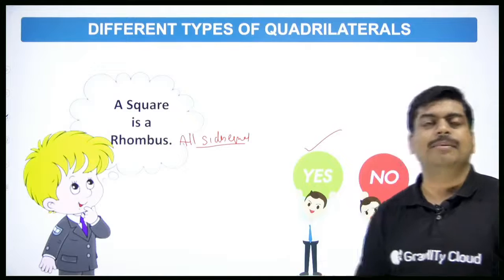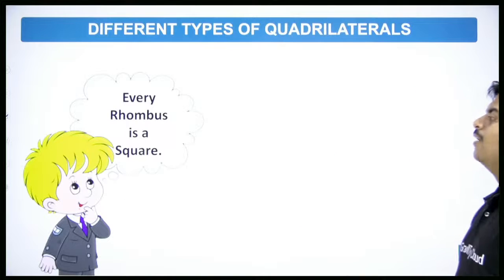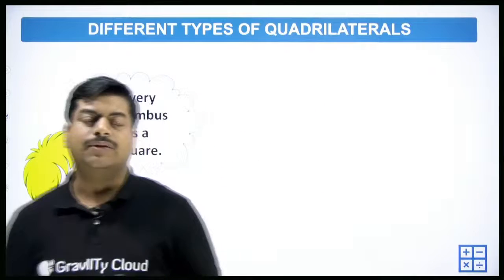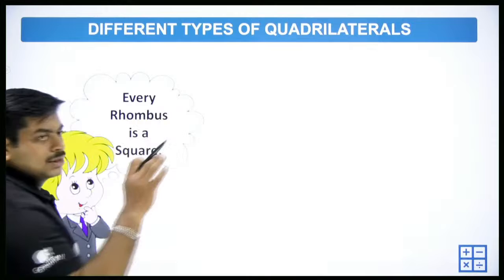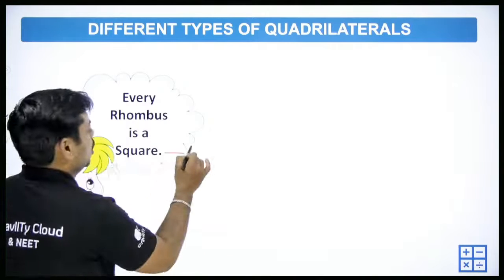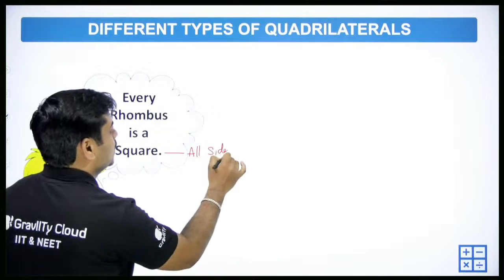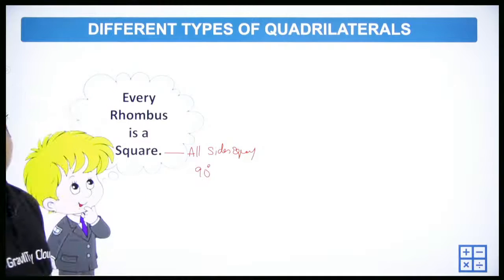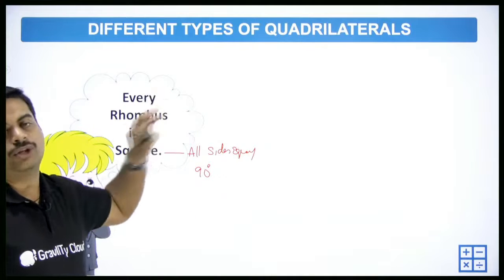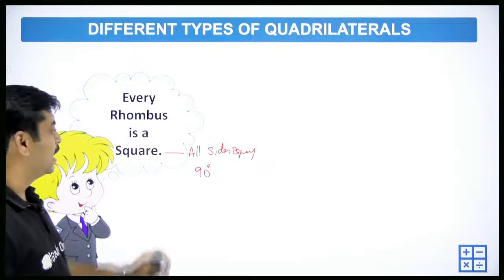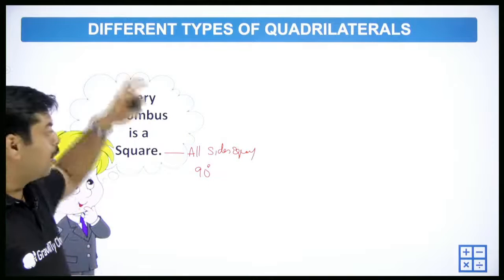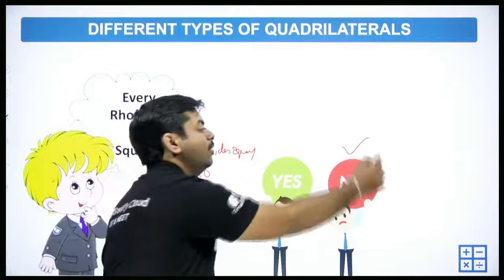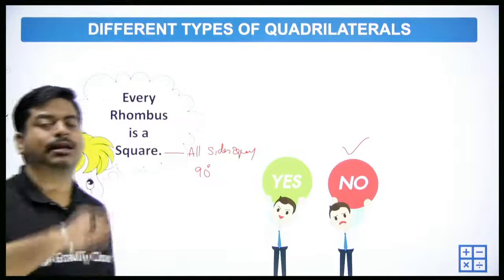But the next thing is a bit tricky. Every rhombus is a square. We need to show whether it is correct or wrong. Rhombus means all sides are equal, that is okay. But what about a square? In a square, all sides are equal and every angle is 90 degrees, which is not true for a rhombus. So every rhombus cannot be a square. A rhombus in which the angles are also equal to 90 degrees becomes a square. So the answer is no. Every rhombus cannot be a square, but every square can be a rhombus.